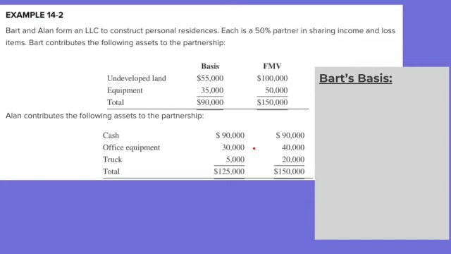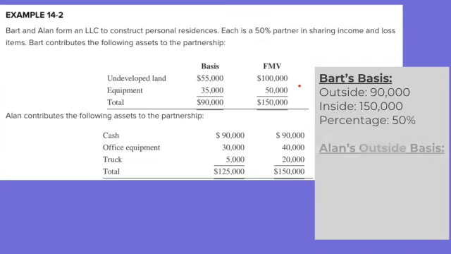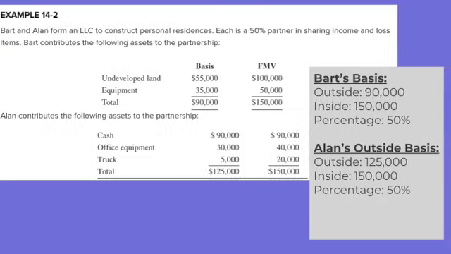So let's look at Bart's basis. His outside basis is $90,000. That's the basis to him as the partner, whereas the inside basis is $150,000. And his percentage is 50%. Alan's basis outside is $120,000. Inside is $150,000, of course. Same percentage. So you see how that works.